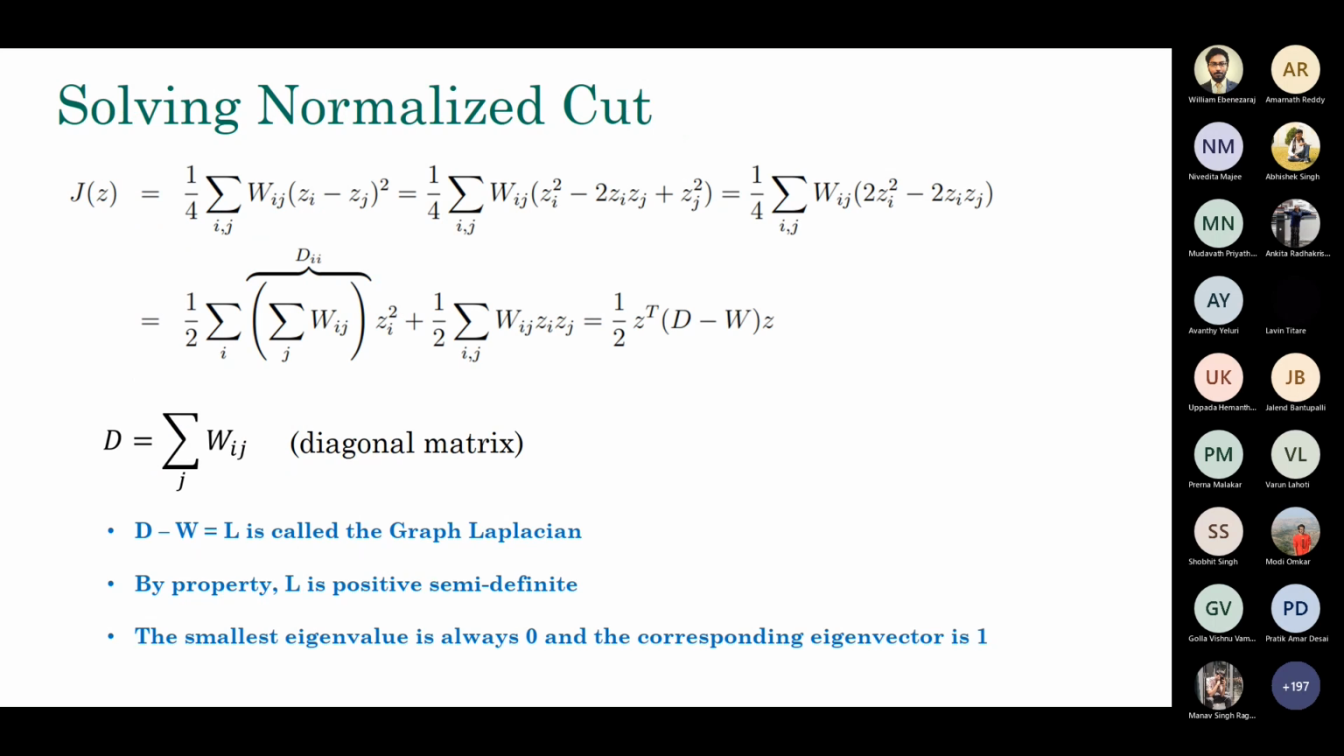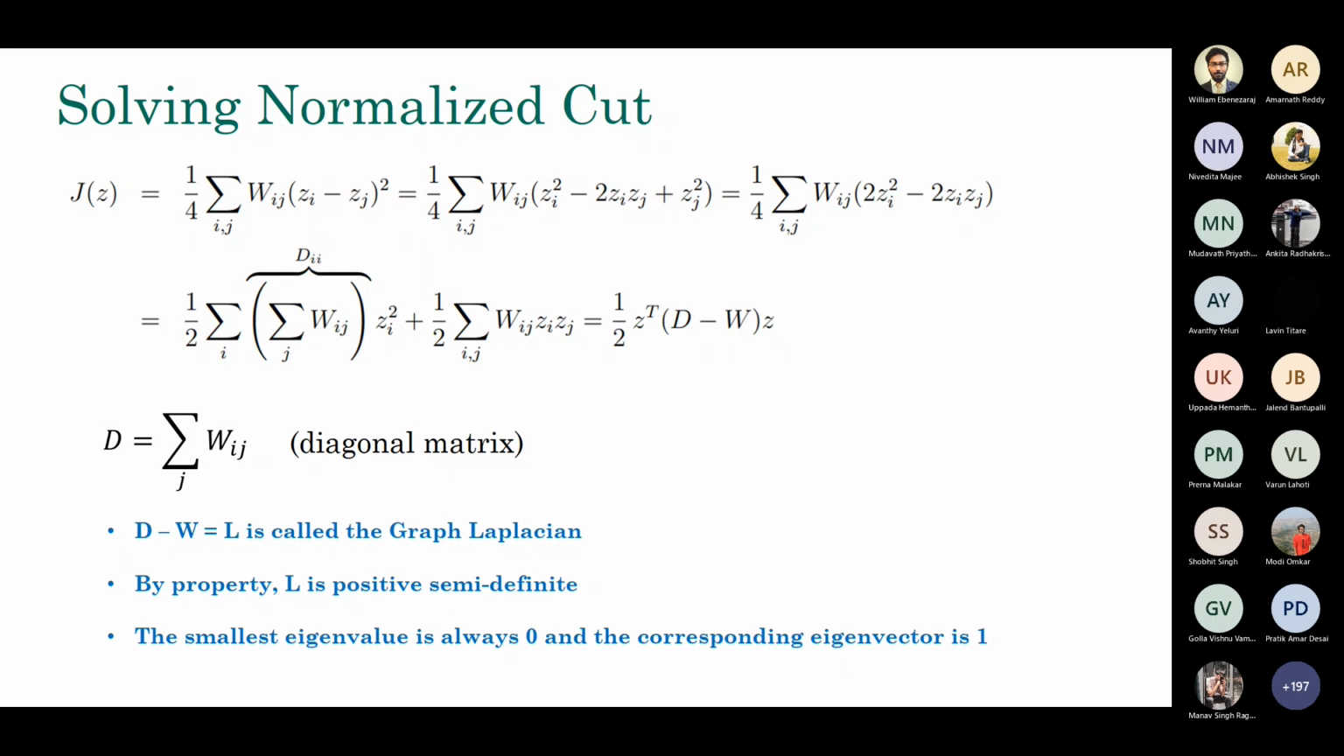So again, this is simple mathematics. It looks a little heavy on the slide, but it's just 10th grade algebra, nothing else. J is the expression I have copied from the previous slide, the same expression. Now you simply apply 10th grade mathematics, and step by step do some matrix manipulation. And finally at the end of it, what you get is half Z transpose (D minus W) Z. That's what you get.